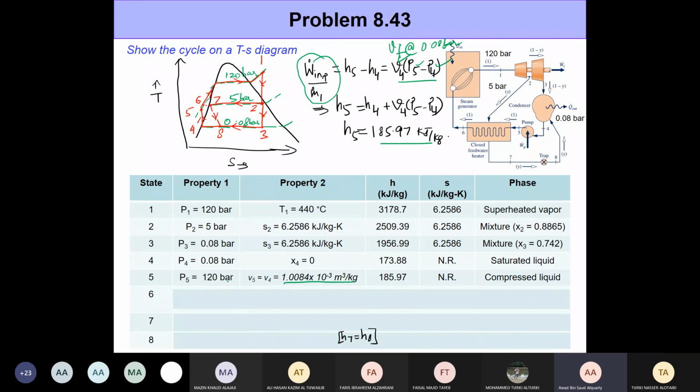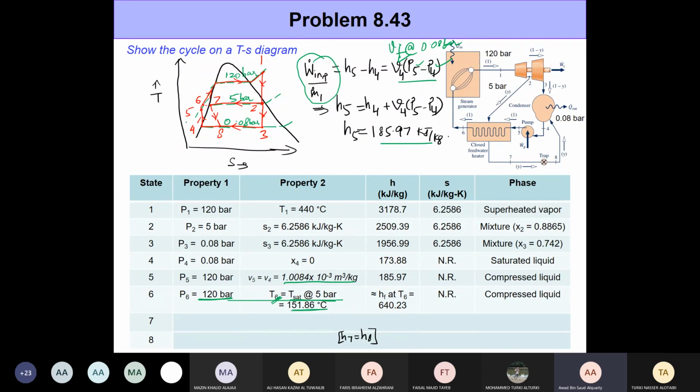Now the interesting part is state 6. For state 6, we know the pressure. Okay, this is one property known. The other property, as I said, is its temperature. And we said it's Tsat at 5 bar, right? So that's 151.86 degrees Celsius.